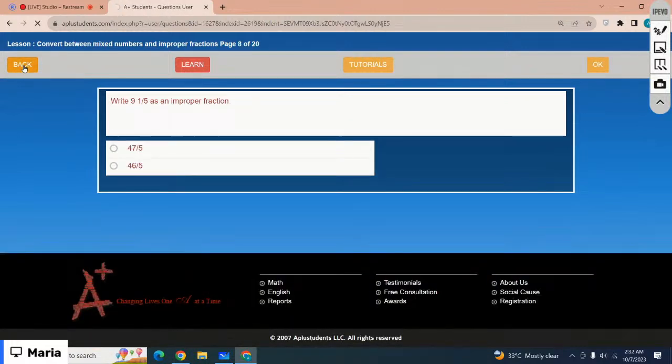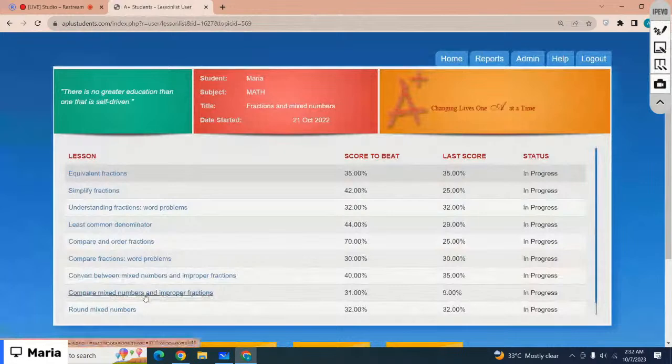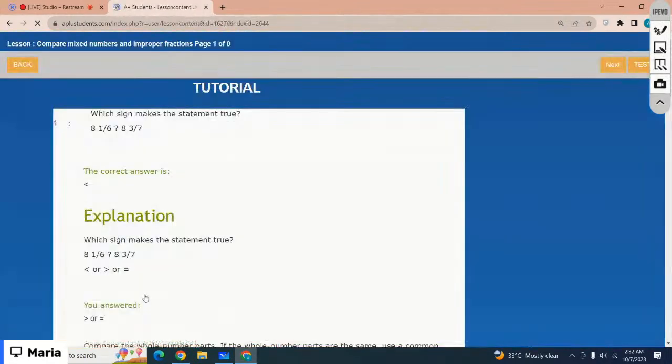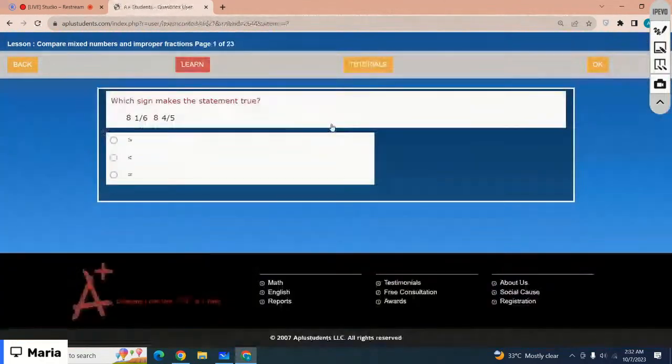And the next lesson is comparing mixed numbers and improper fractions. So let's see how we compare them. Okay, which sign makes the statement true? You have to compare 8 whole 1 over 6 and 8 whole 4 over 5, right?